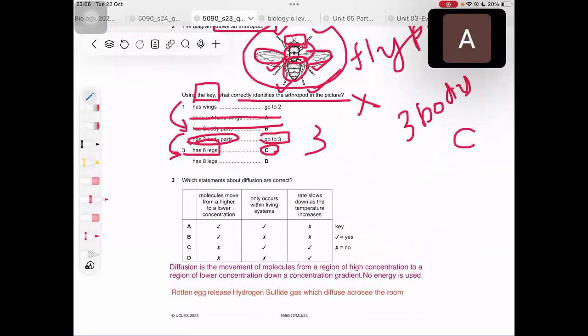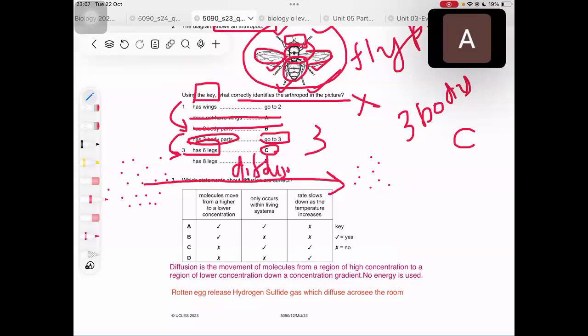Okay, so what is diffusion? When there are substances in high concentration in a place, those substances can move from a high concentration to a lower concentration, and you call this diffusion.